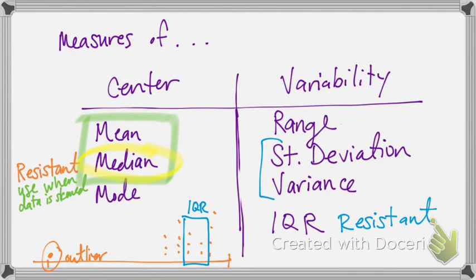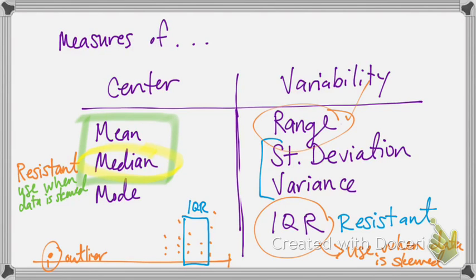So you would want to report the IQR when data is skewed. You can always use it. However, if you're writing out a description, you can use range all the time and it's never going to be wrong. I always use range and median.